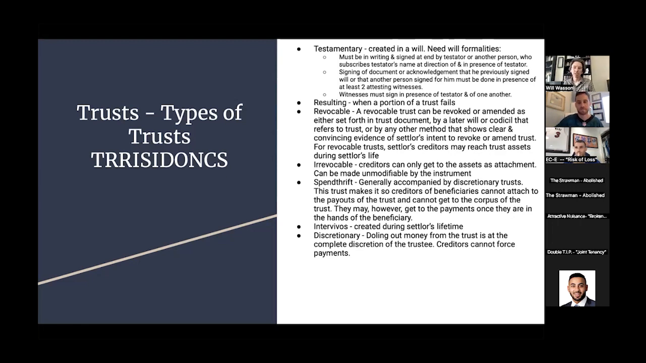It's just created during the settlor's lifetime. So you have to remember, you can create a testamentary trust during your lifetime, but it won't become effective until you die, basically, because it's a part of a will. An inter vivos trust happens during your life.